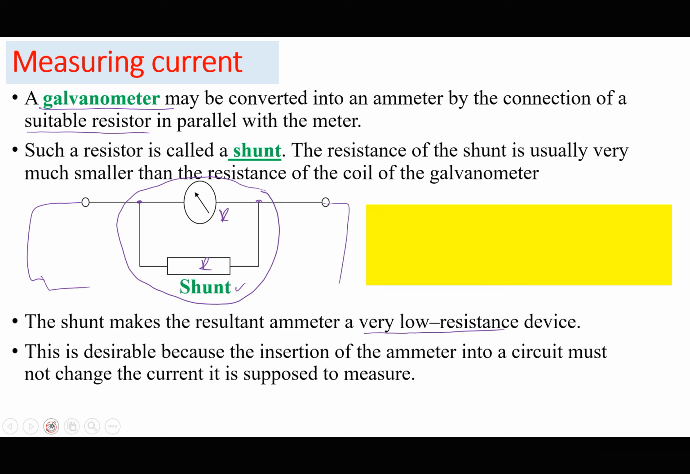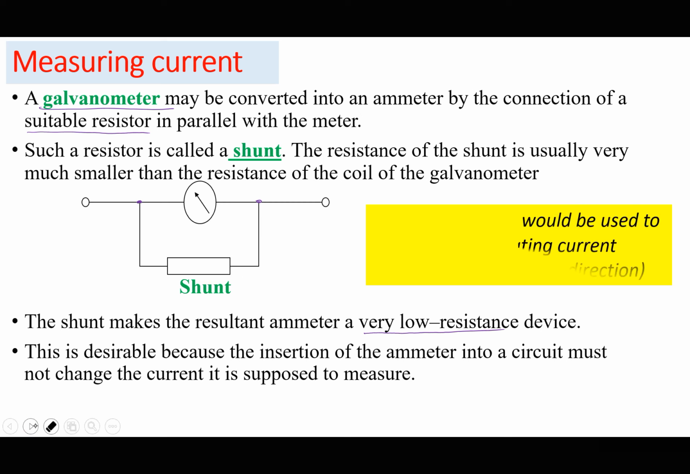So to convert a galvanometer into an ammeter, we use what we call a shunt, a suitable resistor which reduces the total resistance of the coil of the galvanometer, or which makes the total resistance very small so that the galvanometer can register as much current as possible.